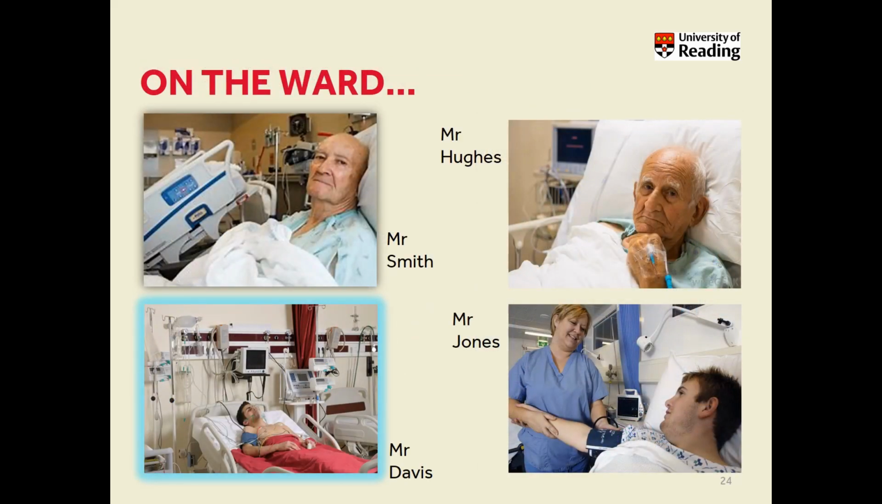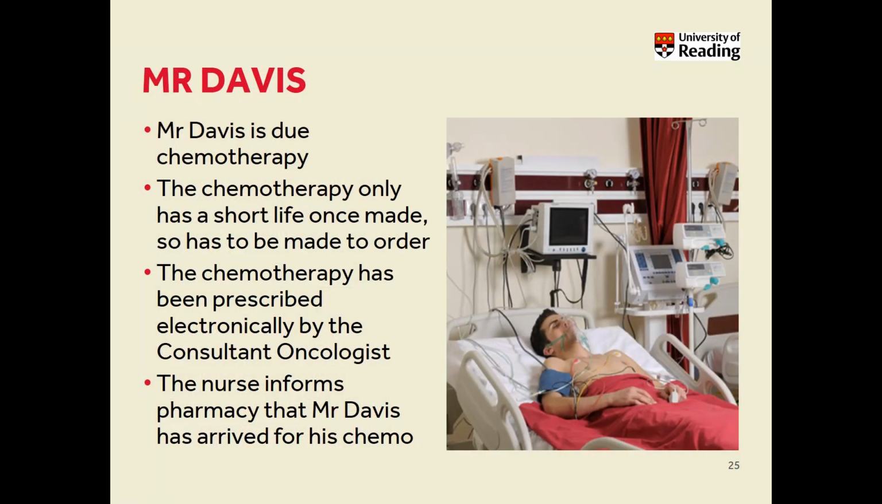After finding out how to adjust Mr. Hughes's medication, you return to the ward to review your next patient, who is Mr. Davis. Mr. Davis is due to have chemotherapy. Chemotherapy only has a short life once it's made, so it tends to be made ready to order, and it's been prescribed for Mr. Davis electronically by the consultant oncologist, who is a specialist in cancer care. The nurse informs pharmacy that Mr. Davis has arrived ready for his chemotherapy.